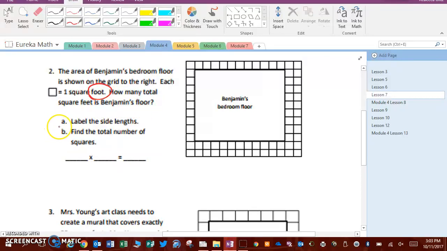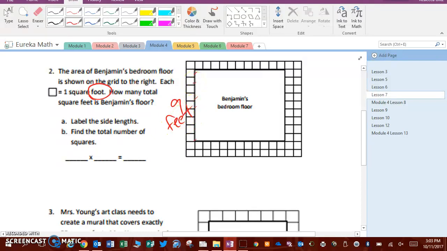All right, so it's got some instructions for us. We have to label the side lengths. Well, we know that underneath this area is this same grid paper. So we can assume that there's 1, 2, 3, 4, 5, 6, 7, 8, 9 squares underneath there. So this is 9 feet.